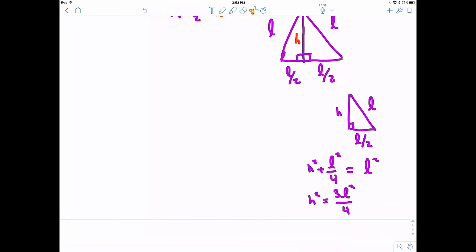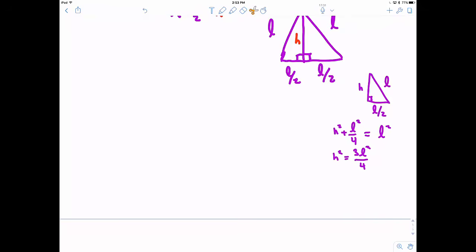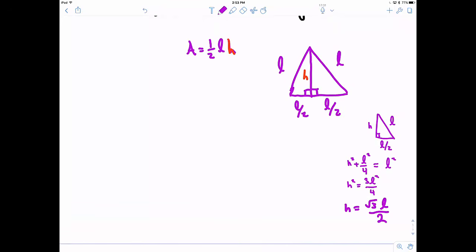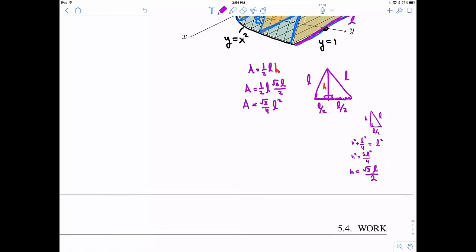take the square root. Let me move this up a little bit. And because this is a positive height, I know that it's going to be the positive root, right? Because technically when you take the square root, you should have a plus and a minus. So this is going to be the square root of 3, L over 2. I can simplify that down to the square root of 3 over 4 L squared. That is my area formula.